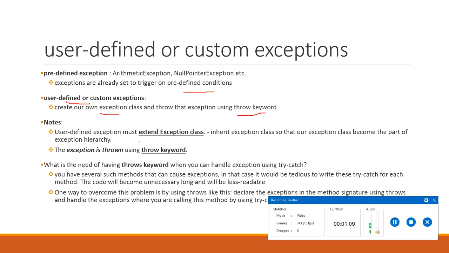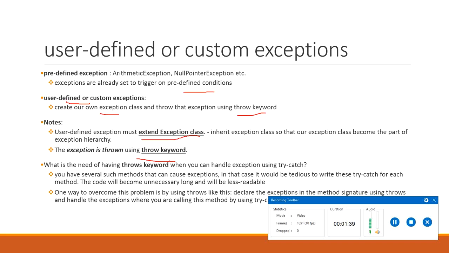Now, when we are making our own user-defined exception, it must extend the Exception class, because we have learned that the Exception class is the superclass of all the runtime exception classes. So it must inherit the Exception class so that our exception class becomes a part of the exception hierarchy. And after creating our own exception, that exception can be thrown by using the throw keyword.